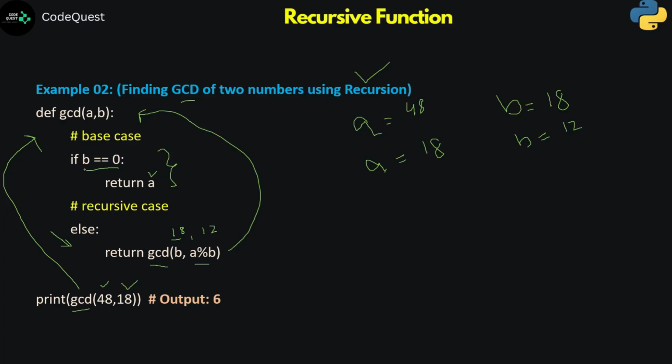Now when I check once again, B equal to 0. What is the B value right now? It is 12. So this base case is false. So hence we come down to the else part once again, where the GCD function is now called with the value of B. What is the value of B? That is 12, comma, A percent B, that is 18 percent 12. So 18 percent 12 is going to be 6. So now GCD function is called with two parameters. One is 12, another one is 6. As a result, A is going to be 12 and B is going to be 6.